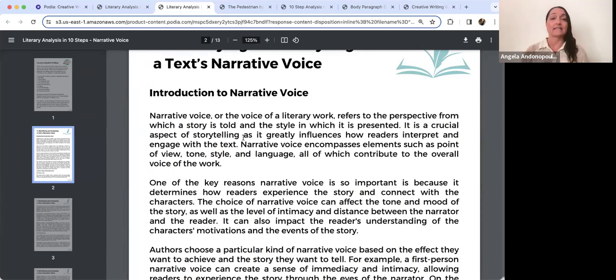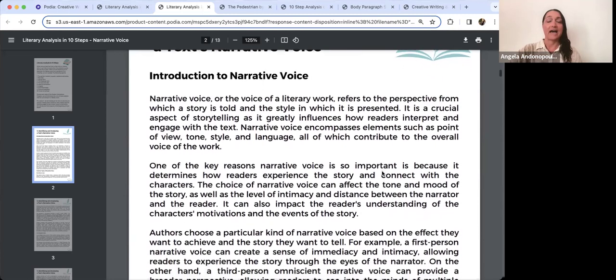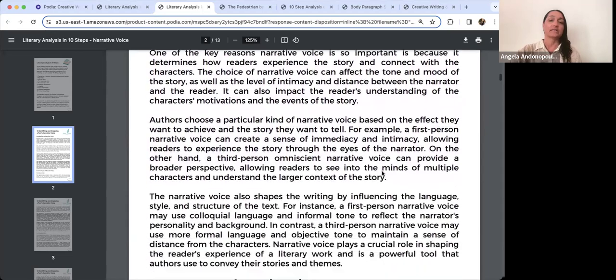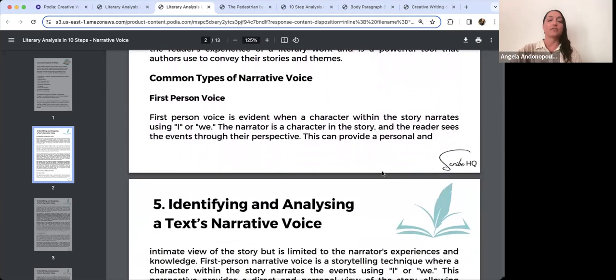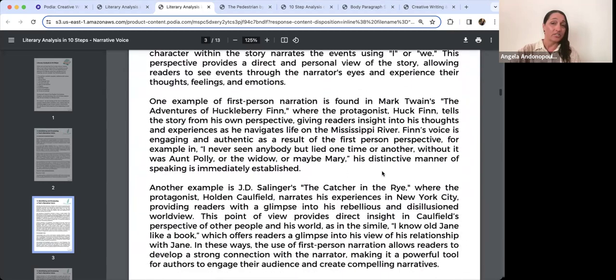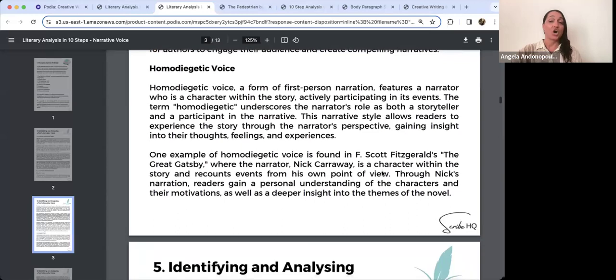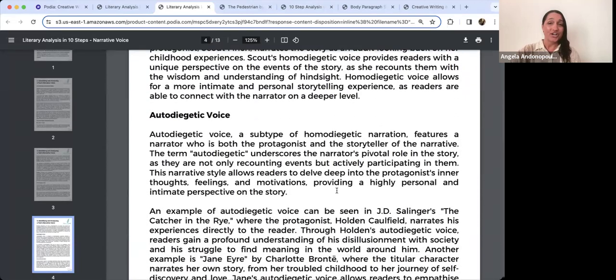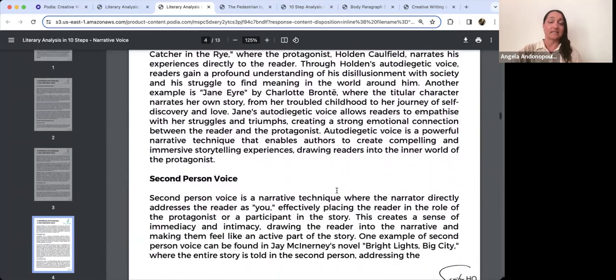But let's have a look at this week's reading task. So it's not overly long. It's 13 pages. It might take you, say, 10 minutes to read. I'll just quickly walk you through what it contains. So it gives an introduction to narrative voice, just here, the different types of narrative voices. And then I've provided a breakdown of the common types of narrative voice. So we've got first-person voice, different types of first-person voice as well. So homodiegetic voice, it's a particular type of first-person narration. Autodiegetic, so we've got the definition and then a breakdown. So please read about this this week.